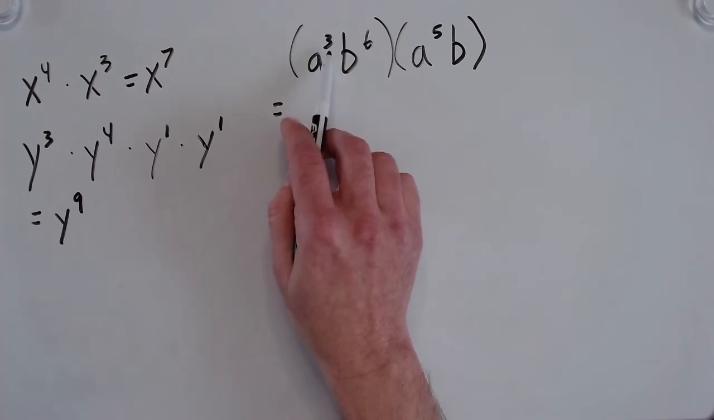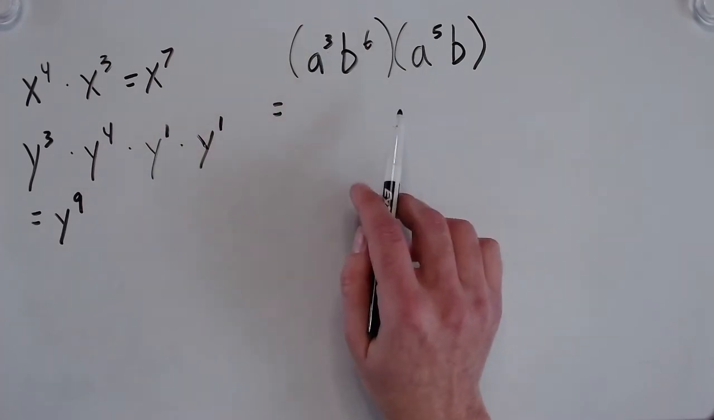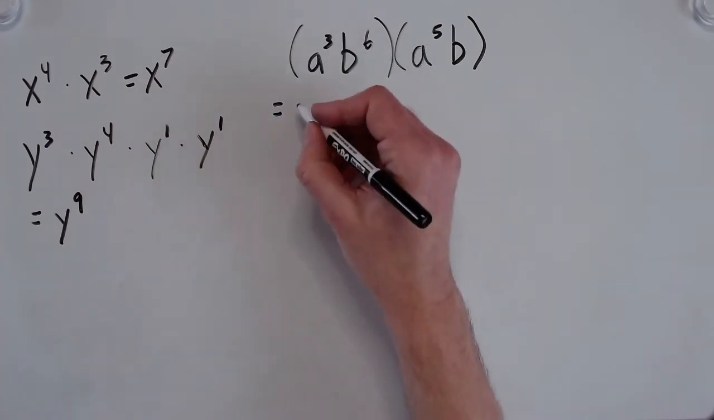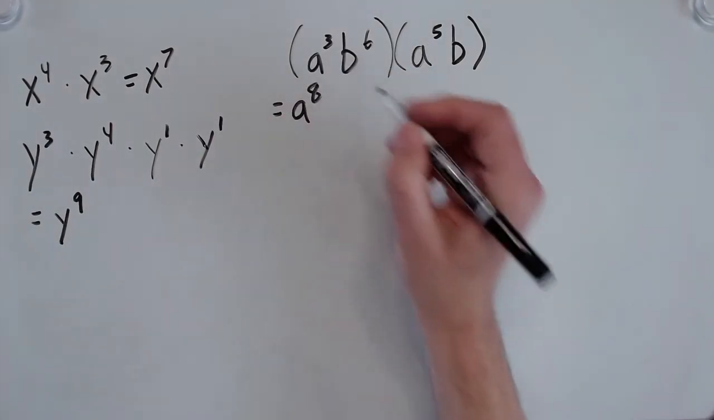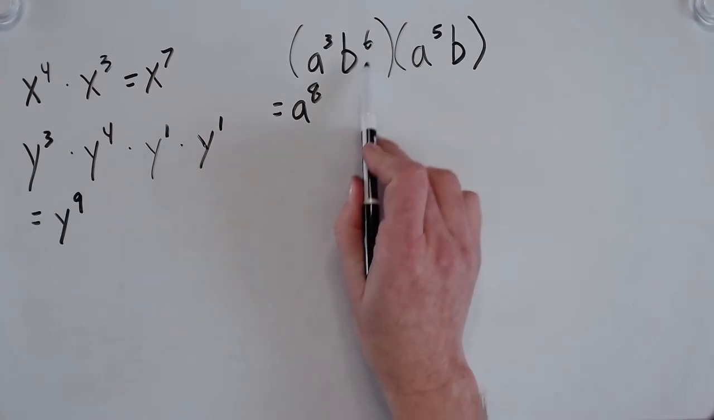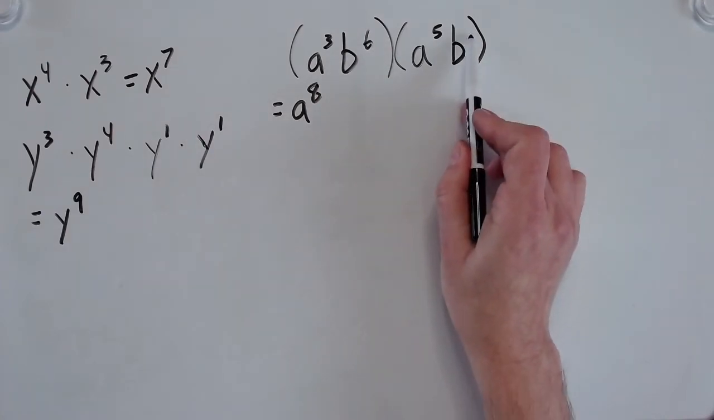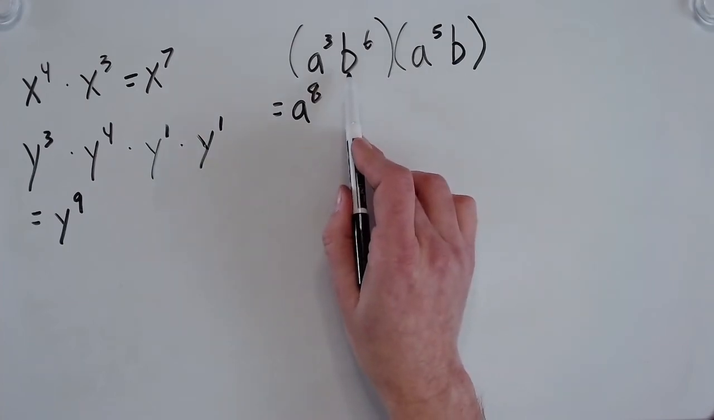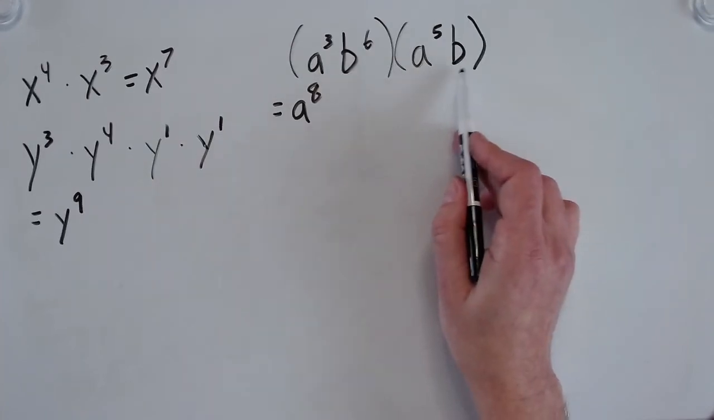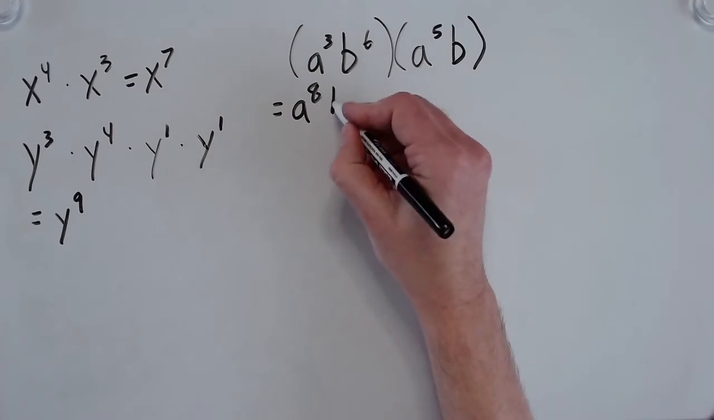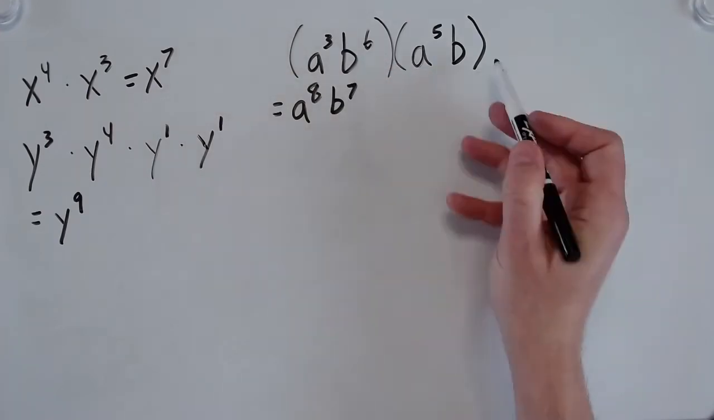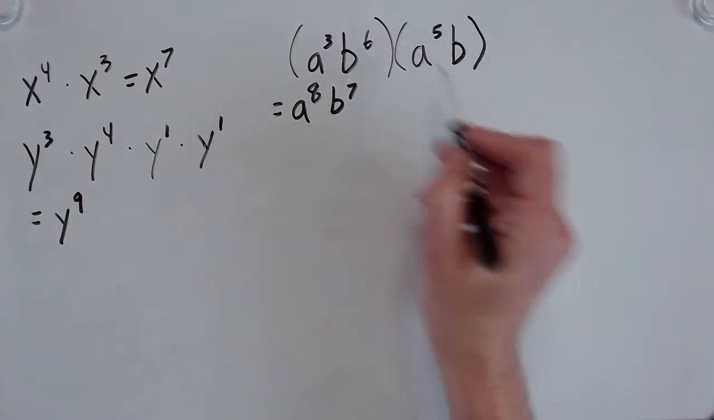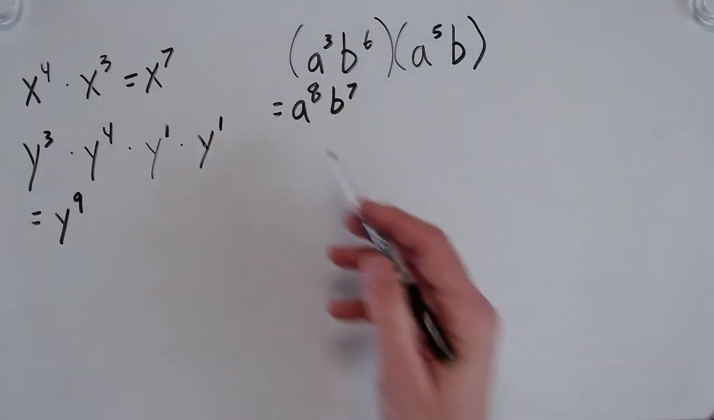A cubed times a to the 5th is a to the 3 plus 5. So it's a to the 8th power, b to the 6th, and b to the 1, which is really 1. Make sure you remember that. So b times 6 times in a row times another b is b to the 7th. Going forward, I probably won't be writing the 1s next to exponents. You just need to know to keep that in mind. And that's it. That's as simplified as we can get it.